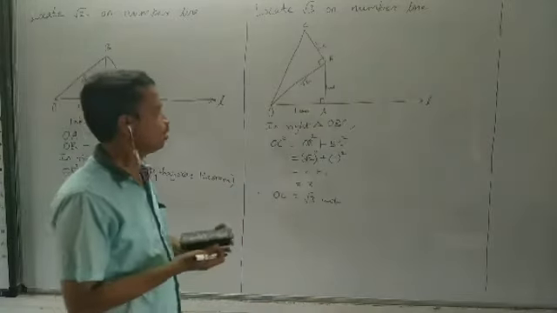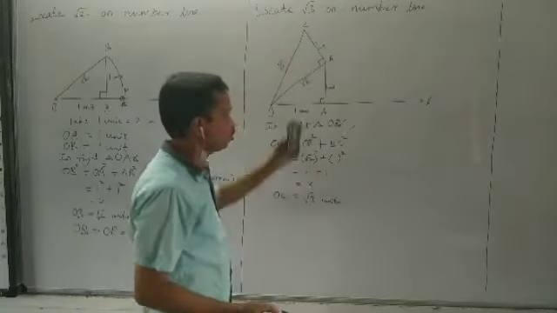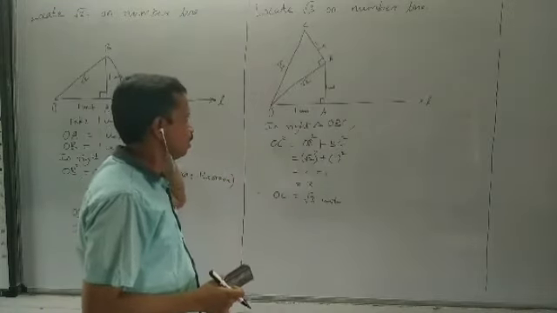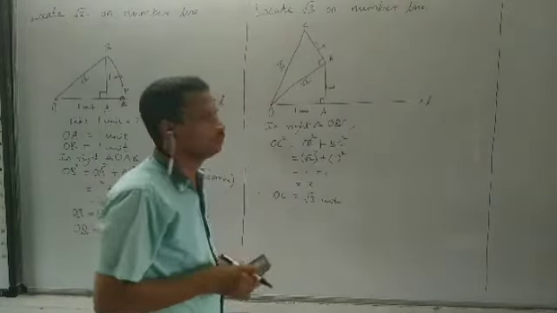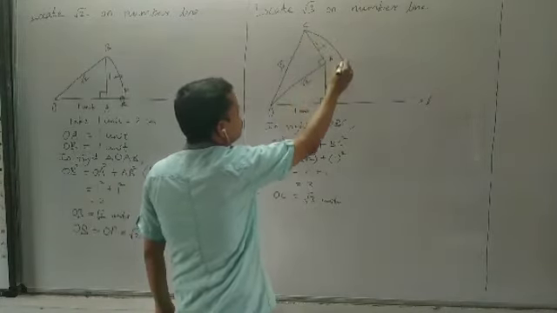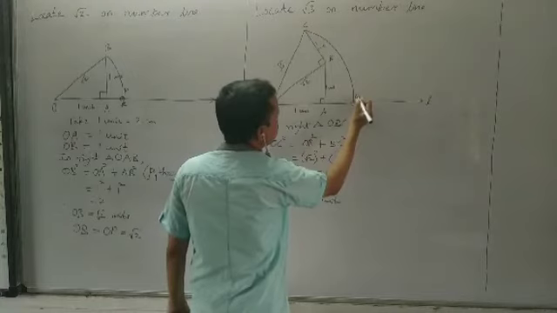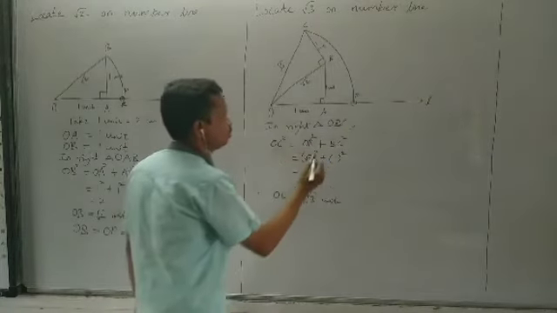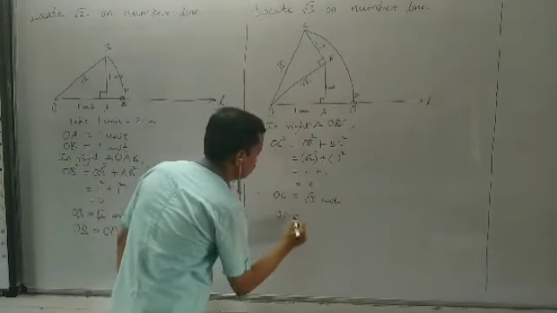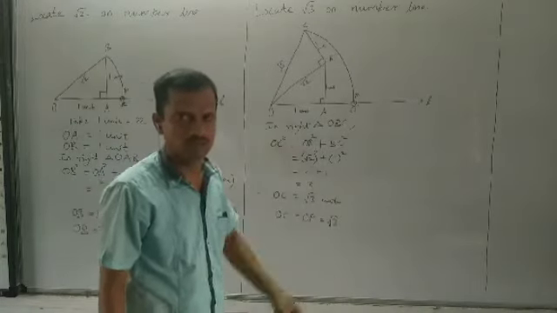Geometrically, we got that OC is root 3, and we have to locate it on this number line. So you take the compass pointer and, keeping O as center and OC as radius, you draw an arc like that, and mark this point as P. Now this is the location of root 3 on this number line. So OC is equal to OP, that is equal to root 3. Is it clear, children?